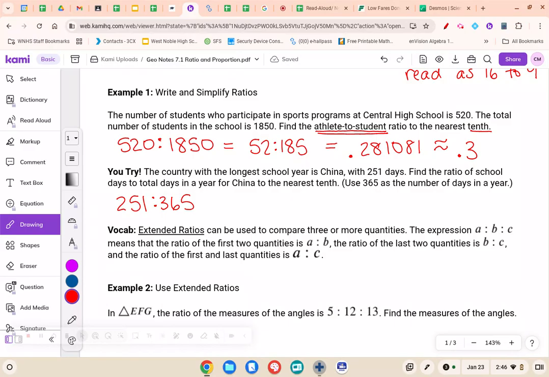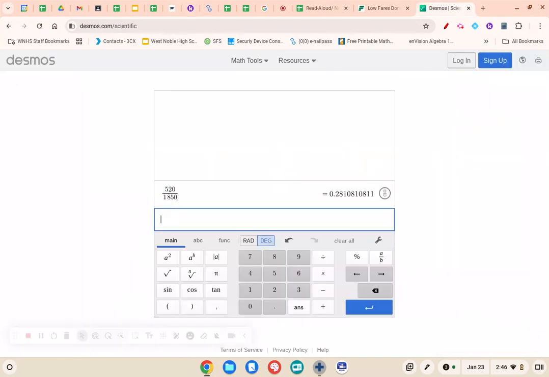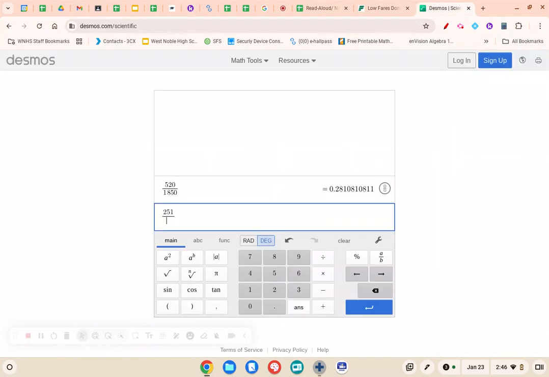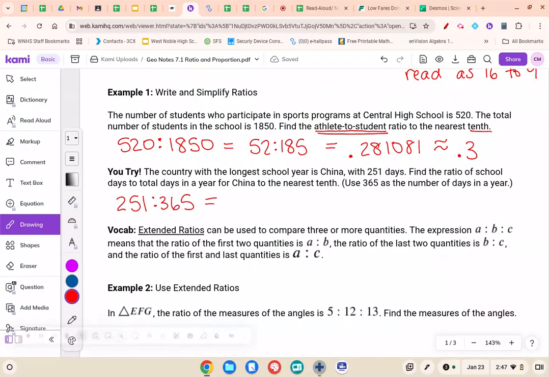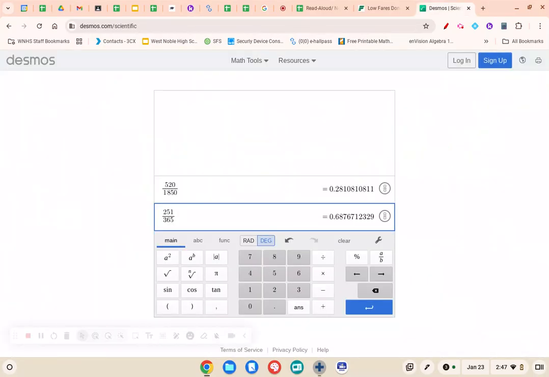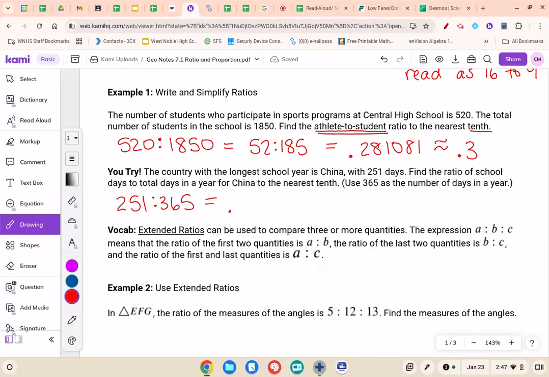So, first of all, they do want us to find it to the tenth again. We can see if this will reduce any. 251 divided by 365. That does not reduce. That's as reduced as that fraction gets. So since we're finding it to the nearest tenth, we'll write down the decimal form rounded, which is 0.7. And I should say about. Remember, the squiggly equals means about.